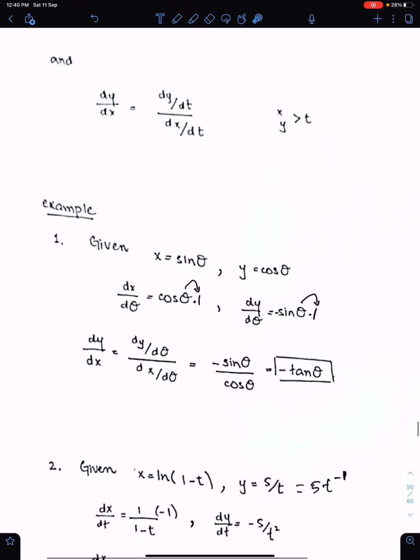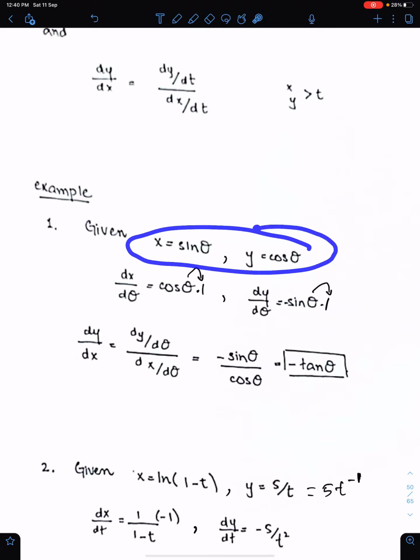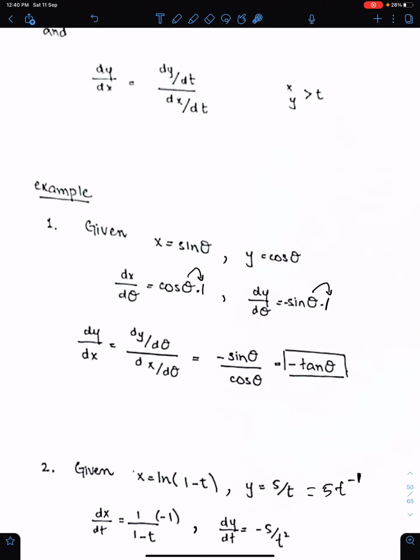Example. So we have these two equations, parametric equations of a curve, and we need expression of gradient. For that, we first need to differentiate x with respect to theta. Since we have theta here, so we need to differentiate this with respect to theta. So the differential of x with respect to theta will be dx upon d theta, and sine theta will become cos theta. And the differential of y with respect to theta will be dy upon d theta, and cos theta will become minus sine theta. This is negative sine theta.